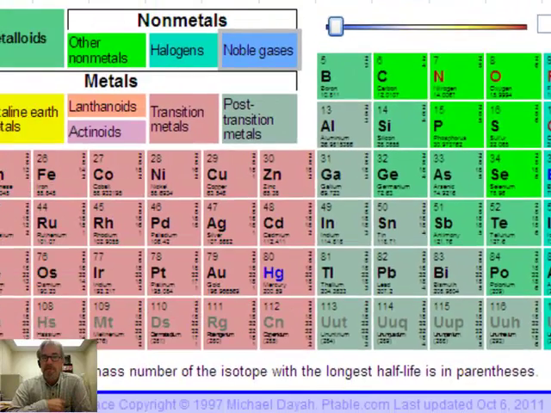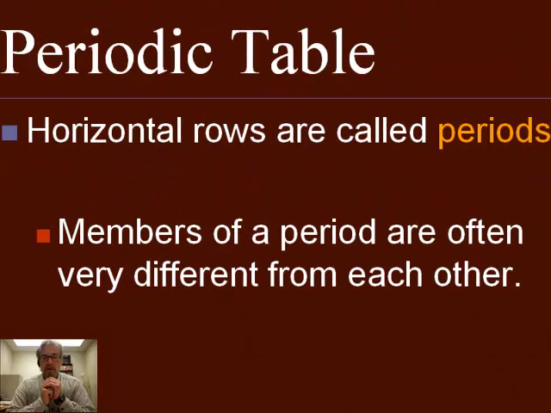They're similar. The horizontal rows on the periodic table are called periods, and that's where periodic table comes from, because every so often, every period, it repeats. Members of a period are not like families. In fact, they're often very different from each other.